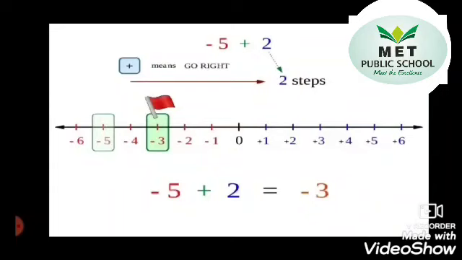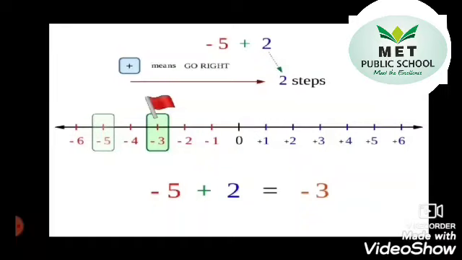Now let us see how to do addition and subtraction by using a number line. First question, minus 5 plus 2. First you have to draw the number line having 0 in the middle, negative numbers to the left side and positive numbers to the right side of the number line. After drawing the number line, begin with minus 5 because in the given question you have minus 5 plus 2. So begin with minus 5.